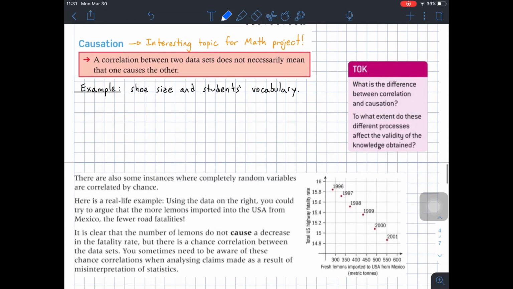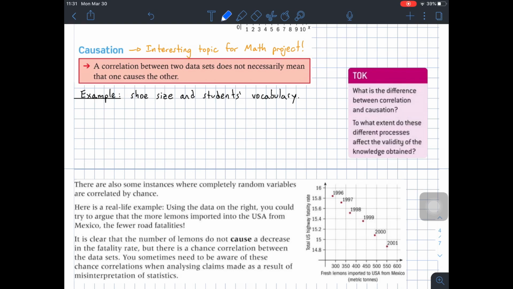Then we have the concept of causation, which is what we're talking about: two variables, although they might have a strong correlation numerically, it doesn't mean that they are related. It says, this is an interesting topic for the math project. A correlation between two data sets does not necessarily mean that one causes the other.